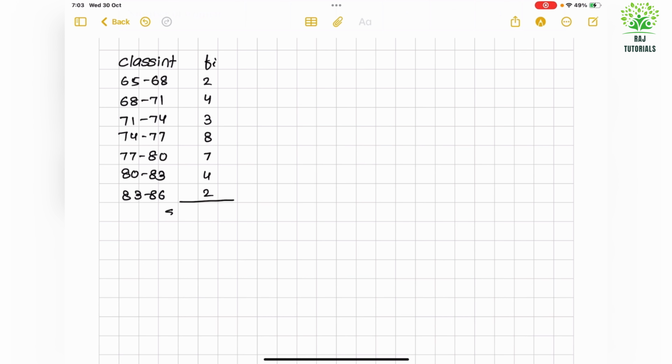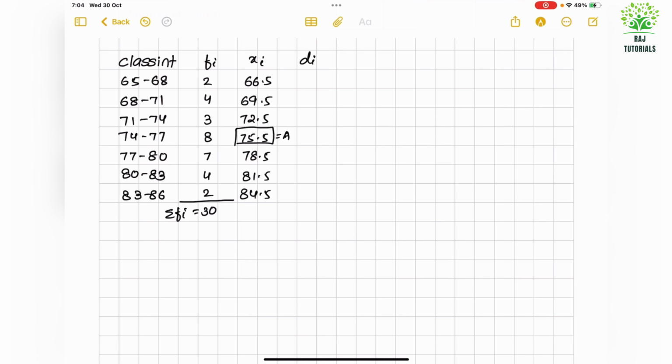So total sigma fi, total women who were examined, were 30. Now xi, if I add the lower limit and the upper limit and divide by 2, I am getting 66.5, 69.5, 72.5, 75.5, 78.5, 81.5 and 84.5. So a, I am taking as 75.5.